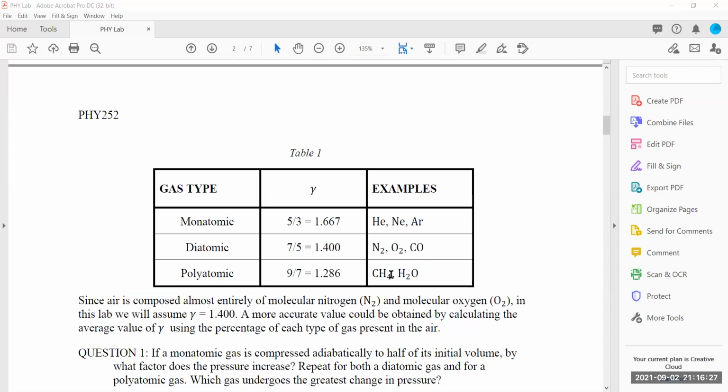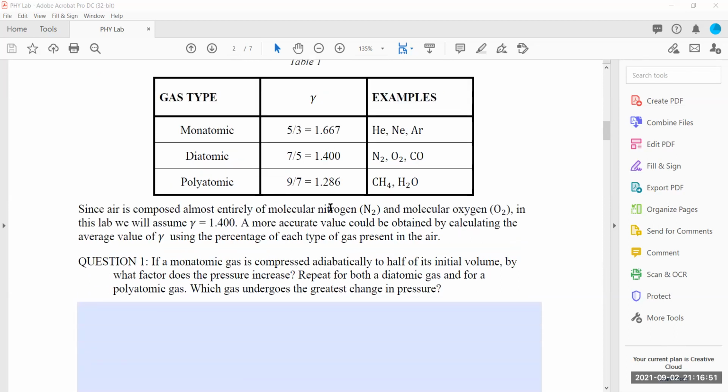Now, water vapor, methane, and also CO2, those are examples of polyatomic gases, okay? So the number is roughly about 1.3. So those are the things that we need to remember for the different gammas. In the lab, you're trying to determine the nature of gas based on the gamma that you find in here, okay?